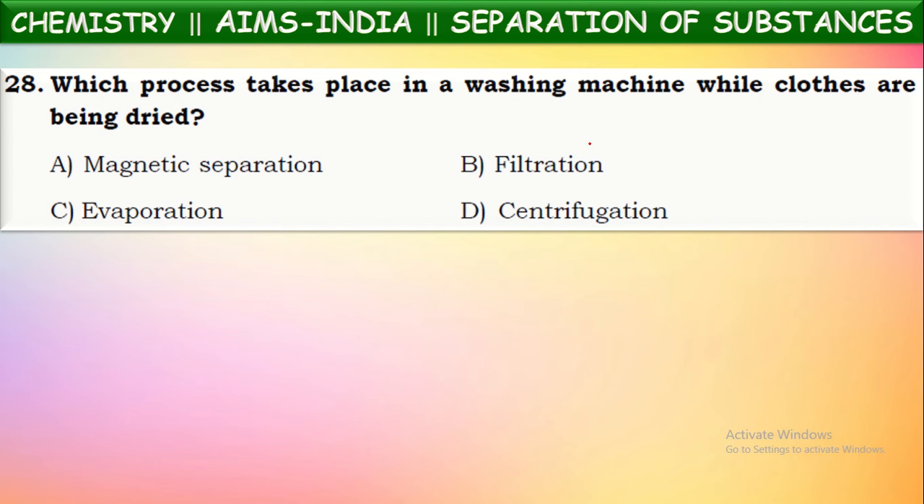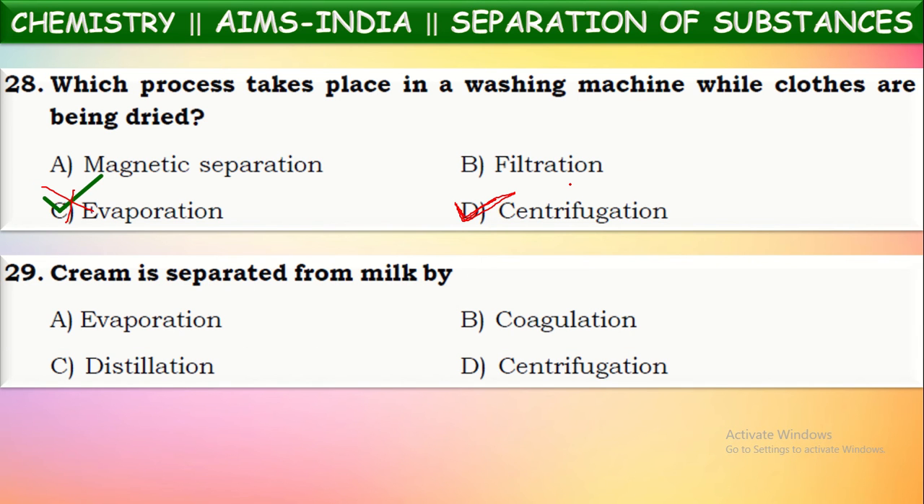Next, which process takes place in a washing machine while clothes are being dried? So, what is the method called? In washing machines, clothes are whirled at very high speed so that water will be separated from the clothes. Actually, it is called the centrifugation technique. It is not called evaporation. It is centrifugation. By whirling the clothes at very high speed, the water droplets present on the clothes will be separated. That process is called centrifugation.